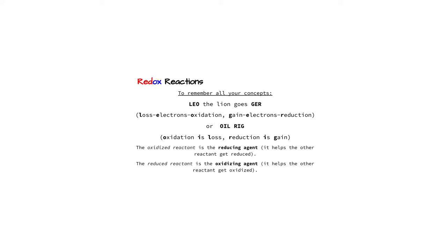First, let me help you to remember some of this. There are some acronyms that can be helpful in remembering how redox reactions work. One of them is Leo the lion goes grr. So loss of electrons is oxidation, and gain of electrons is reduction. Another one is oil rig. Oxidation is loss. Reduction is gain, to help you remember which is the oxidation and which is the reduction. And then always the oxidized reactant is the reducing agent, and the reduced reactant is the oxidizing agent.